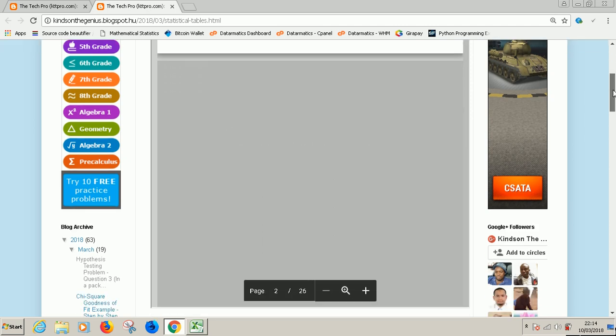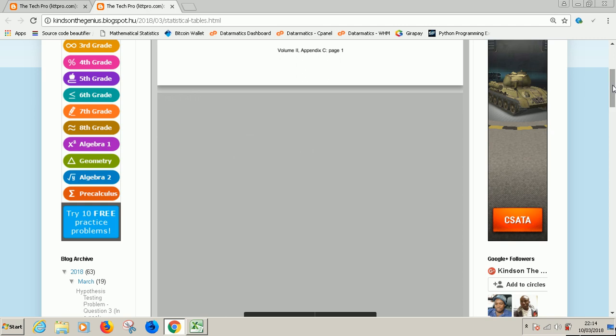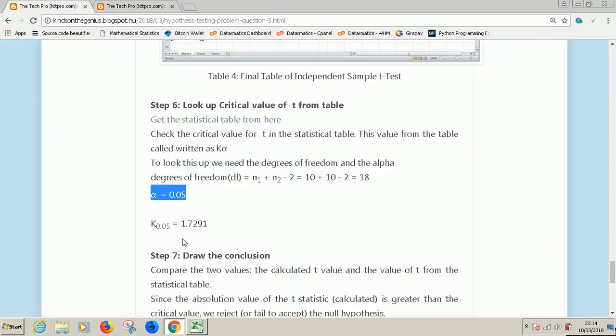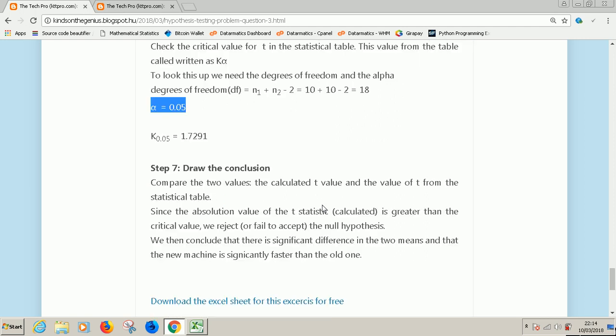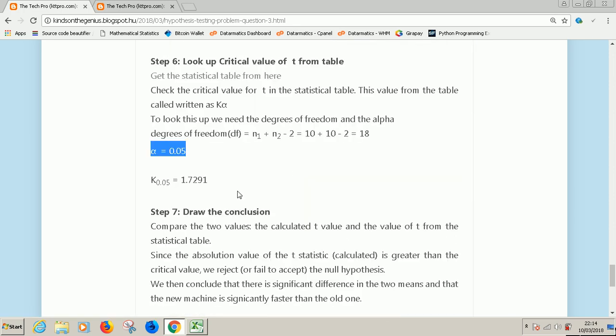Alright, since we can't continue waiting for it, try to look it up by yourself, but if you have looked it up correctly, it gives you 1.7291. That is the value. So what does it mean? We need to draw a conclusion. If we compare this with the absolute value of t calculated, we find out the absolute value of t calculated is greater than the tabulated value, or the critical value.